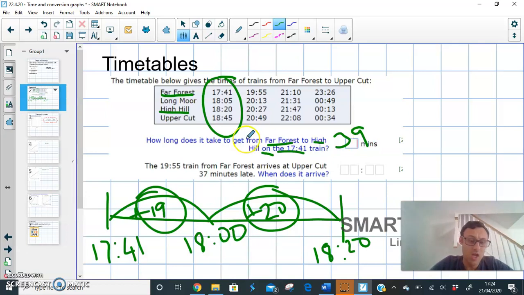Okay, the second question, the 1955 train, so I know that that's referring to this part, from Far Forest arrives at Uppercut 37 minutes late. When does it arrive? Right, hold on a second. If it arrives late, that means it is after the time planned, so I'm going to add on 37 minutes. If it was early, it would be before the planned time, so I would take away that time. But this one here is late, and it's 37 minutes late.